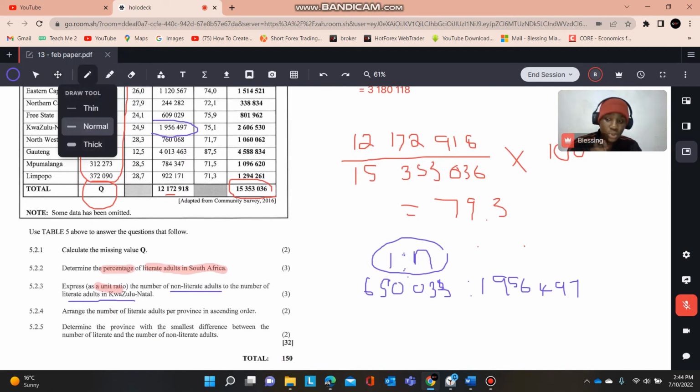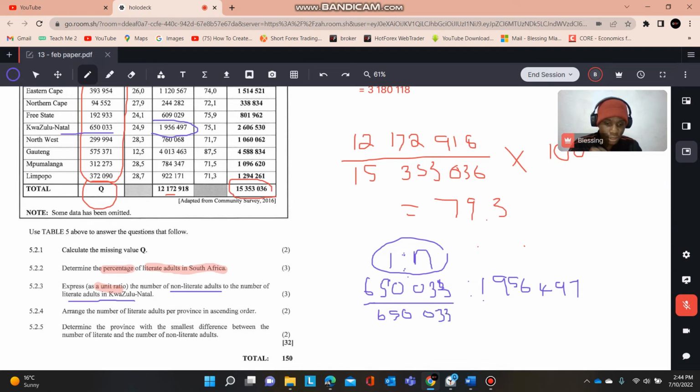1,956,497, right? So this is the number of literate adults in KwaZulu-Natal. So now we need to express this as a unit ratio, meaning that we need to express it like this as 1 is to any number, right? So how do you do this? What you're going to do, you take the number on the left hand side, and you divide both sides by this number. So you divide both sides by 650 033, and then you also divide this side by 650 033, and then you'll get 1 is to, right?